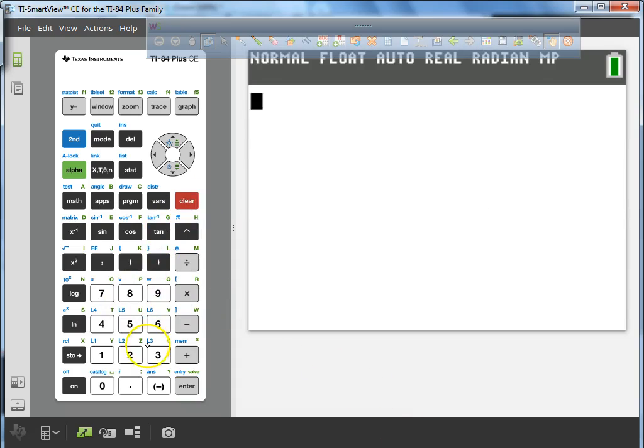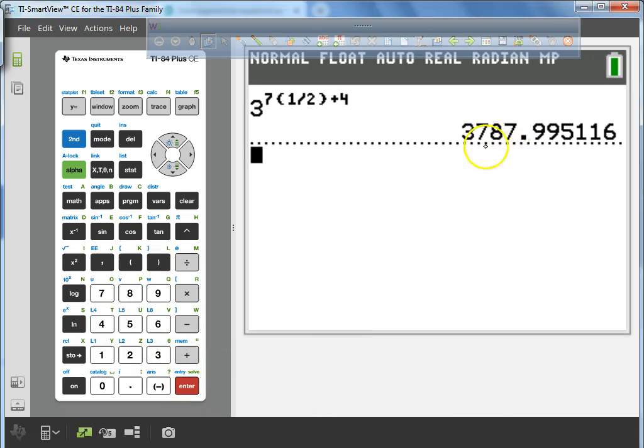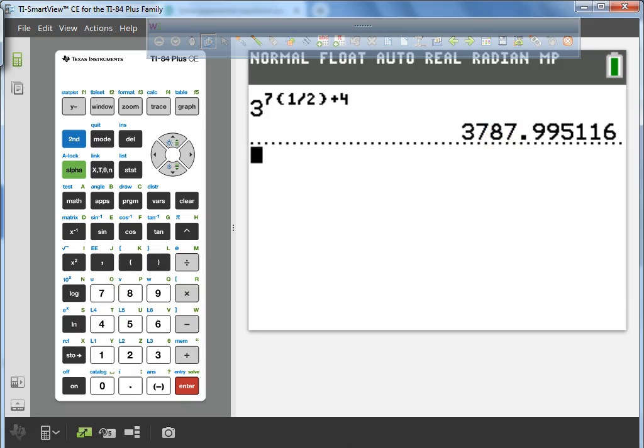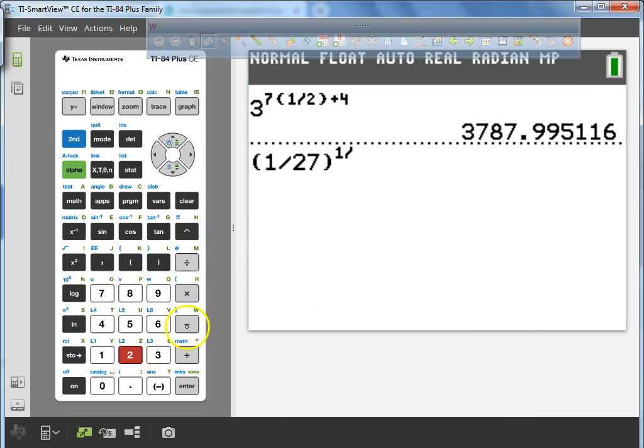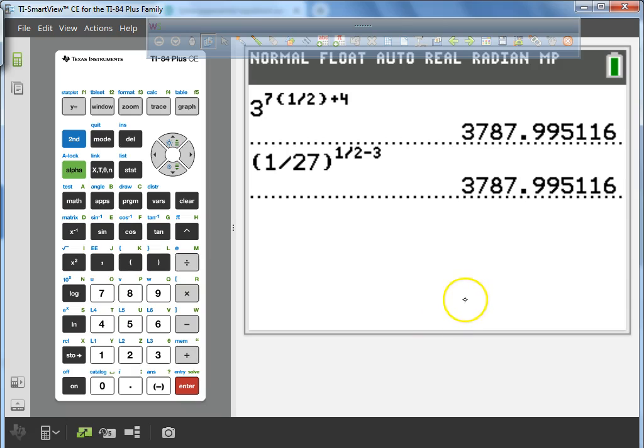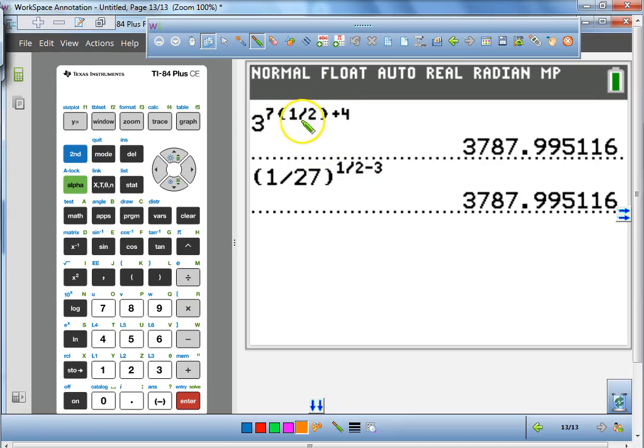If I say 3 to the power of 7 times 1 divided by 2, close parentheses, plus 4, does everybody see what that decimal equivalent is equal to? And then if I go back to the problem and say parentheses 1 divided by 27, close parentheses, to the power of x minus 3. We said x was 1/2, so I'll do 1/2 minus 3 and press enter. What does that tell you about our problem? What answer did we get? We got 1/2, and these are exactly equal to each other.